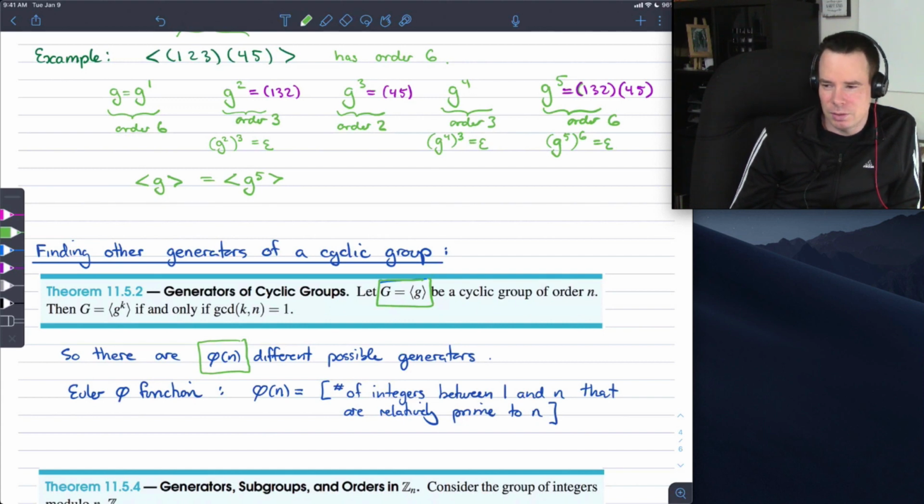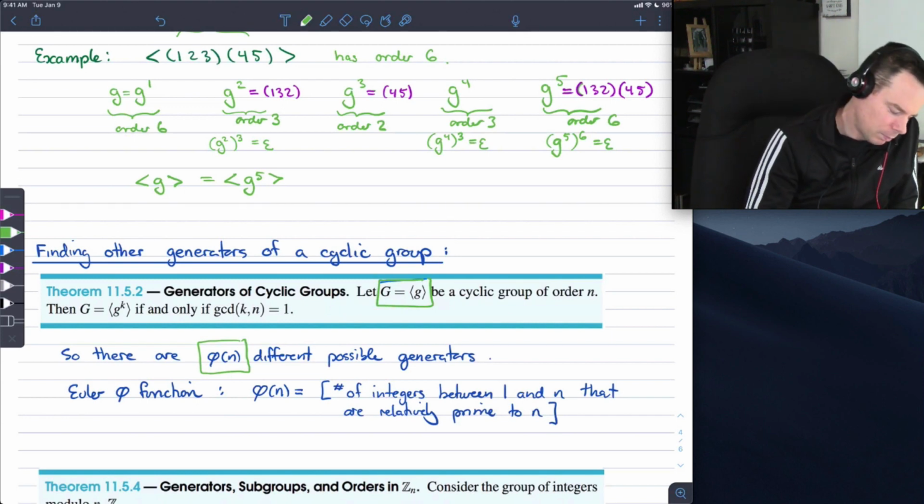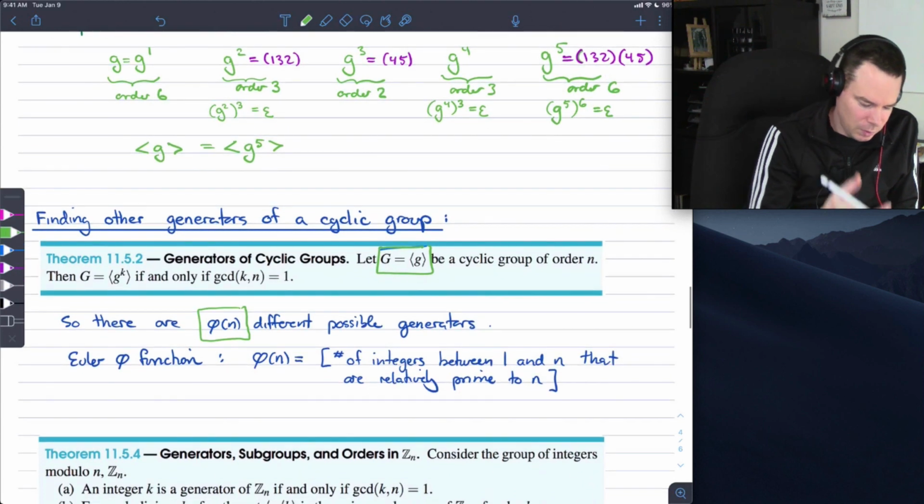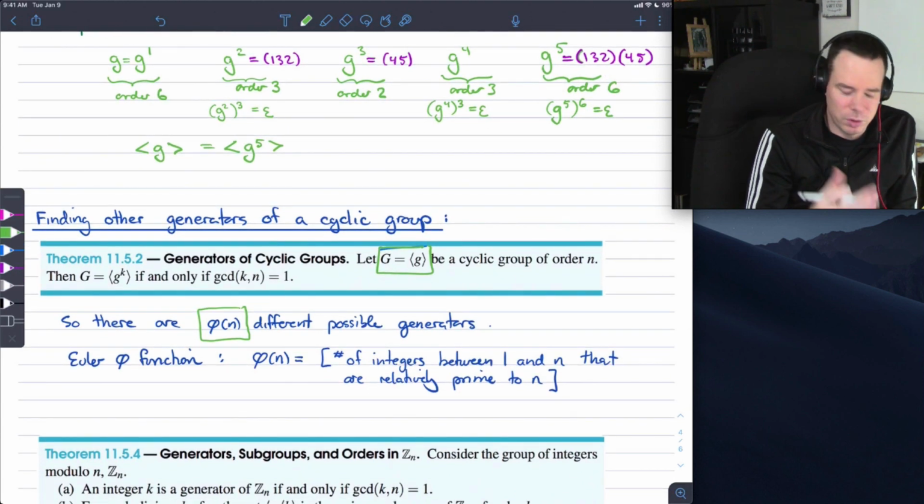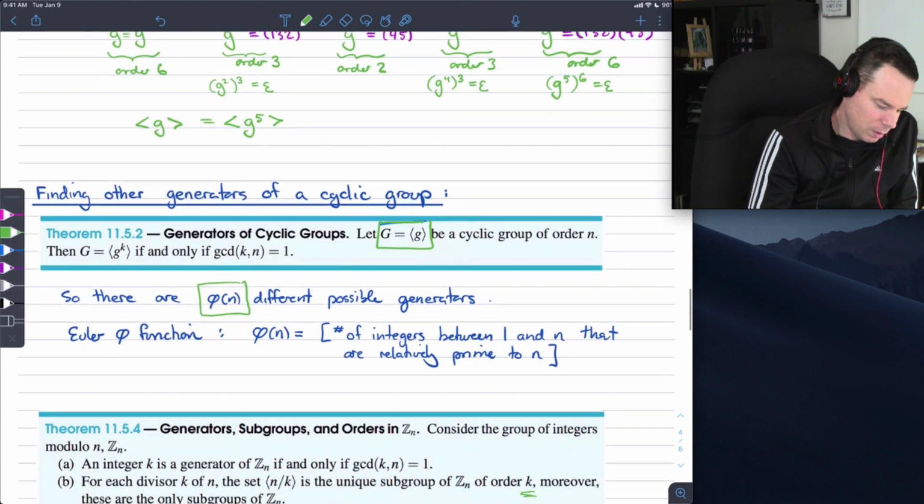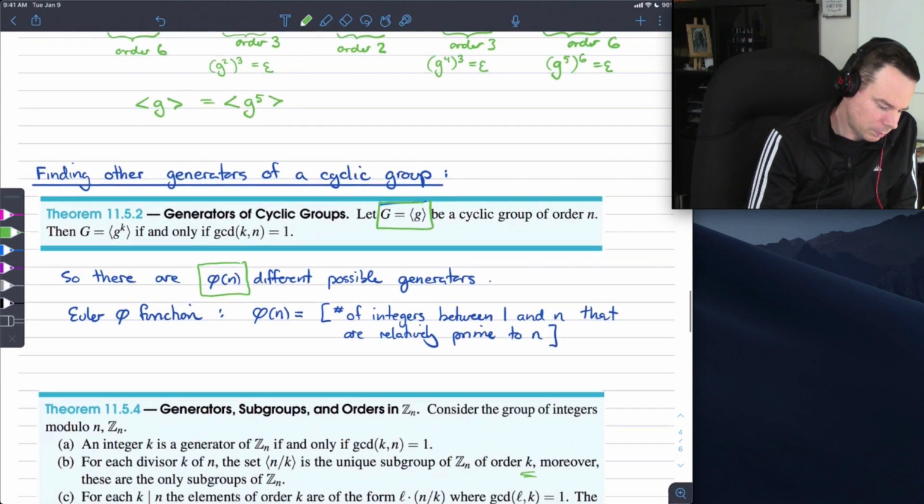And so what this tells us is that if I have a cyclic group of size n, then there are phi of n different generators that I could use to generate the elements of that group. One of them is g, little g in this case. All the other ones are various powers of it where the number is relatively prime to n.